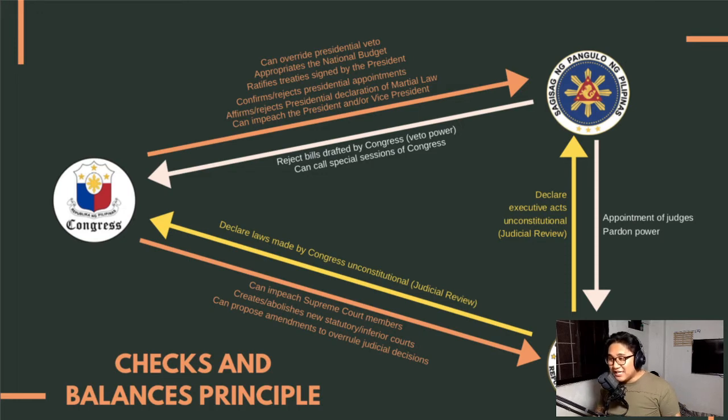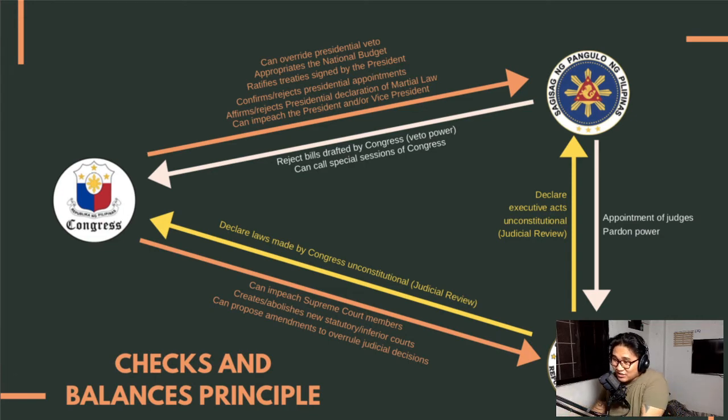Pwede po nilang tanggalin sa posisyon through impeachment if they think that these leaders from both branches of the government are far-reaching or committing abuses or committing corruption. Okay? So, pag-uusapan natin yan in a different video. So, yan. Yun yung ways ni Congress to check the president.